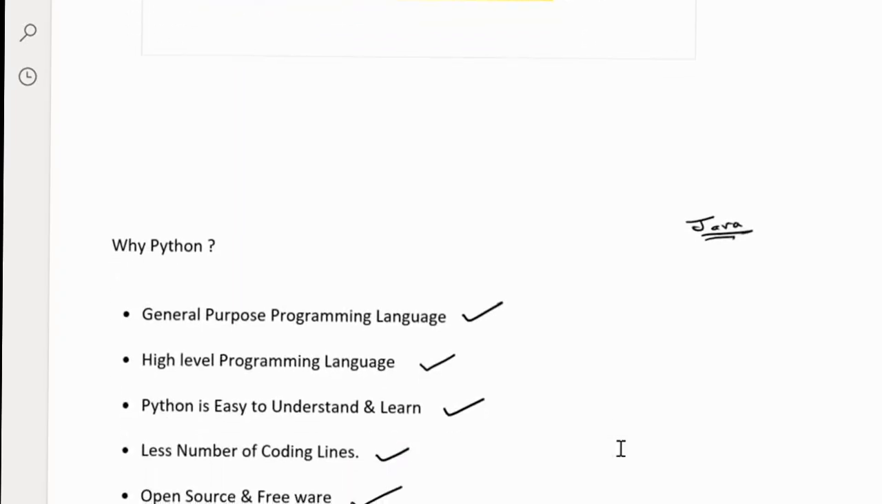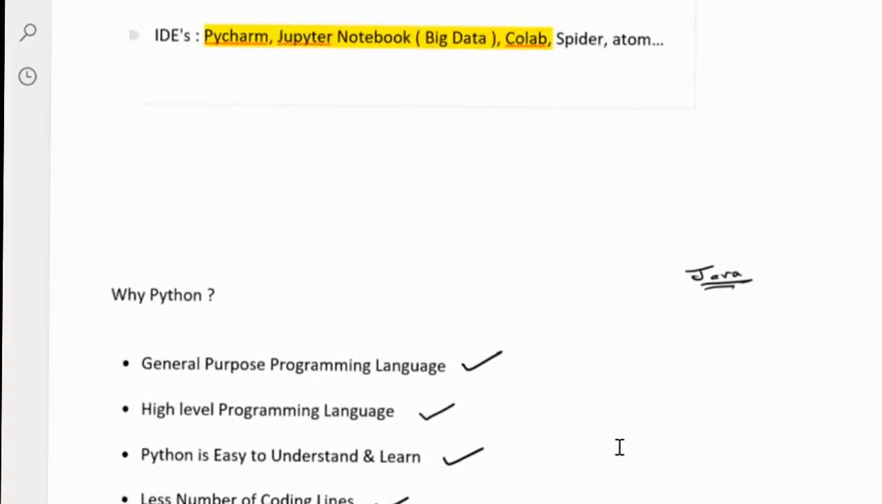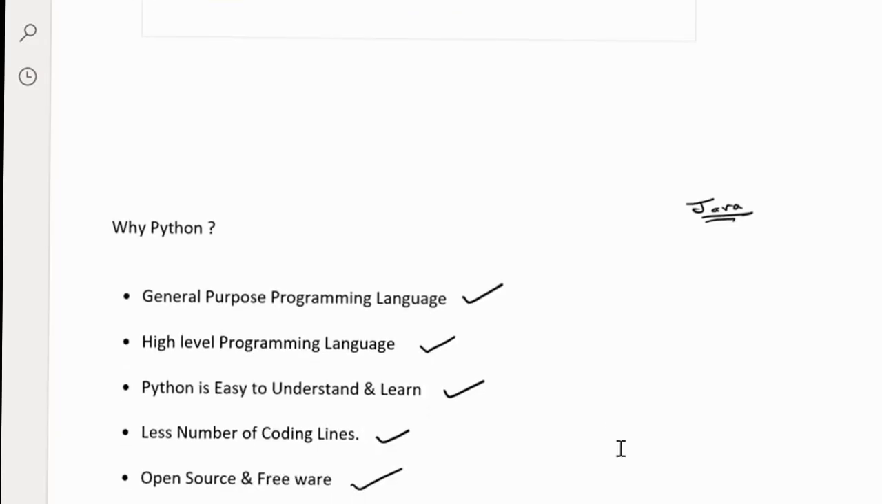Okay. Now, we talked about why we have to choose Python over other programming languages, and why people are running behind Python. In the early 2000s, or a decade back, people were behind Java. People were learning Java even though it is so difficult. But now people are running behind Python. One reason is that it is very, very easy to learn. At the same time, the number of lines of code is very less, and it is open source and freeware, 100% free. And it is a general purpose and high level programming language.